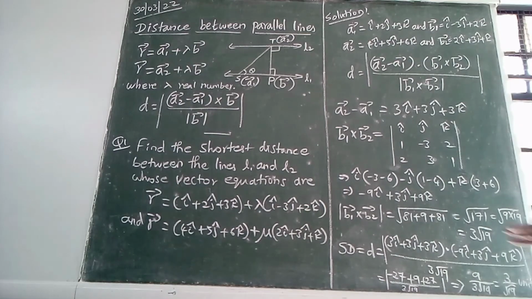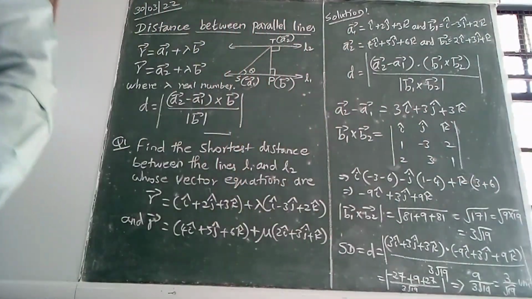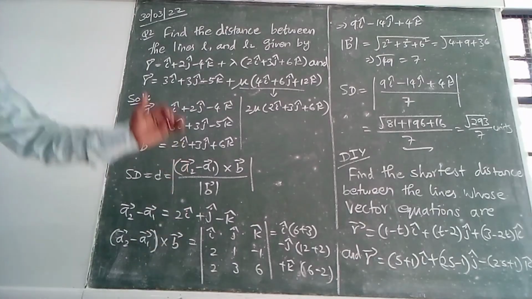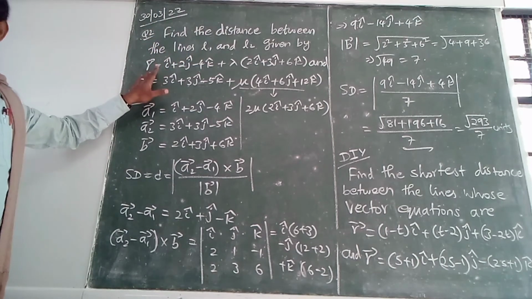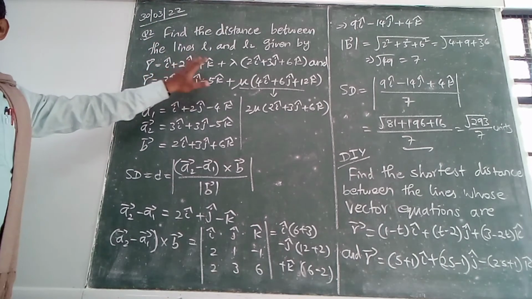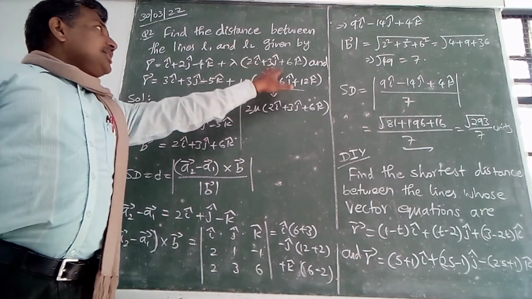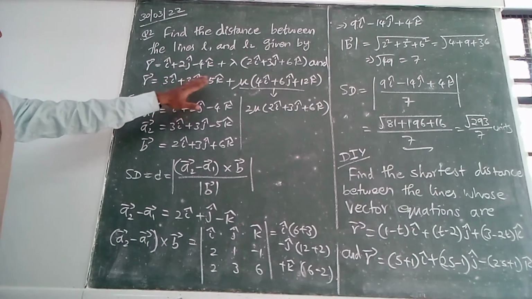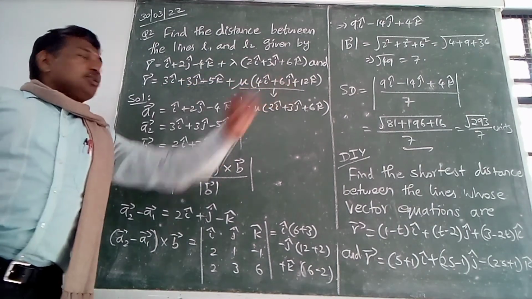Hope you understand well. Come on, let's see one parallel question. Okay. We got to look at this sum. Find the distance between the lines L1 and L2 given by r vector equal to i cap plus 2j cap minus 4k cap plus lambda times 2i cap plus 3j cap plus 6k cap, and r vector equal to 3i cap plus 3j cap minus 5k cap plus mu times 4i cap plus 6j cap plus 2k cap.